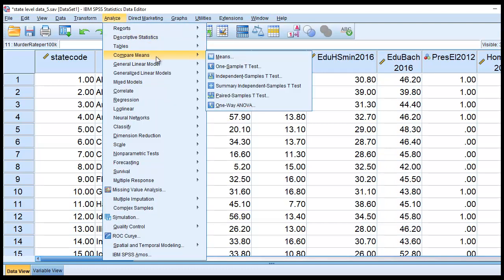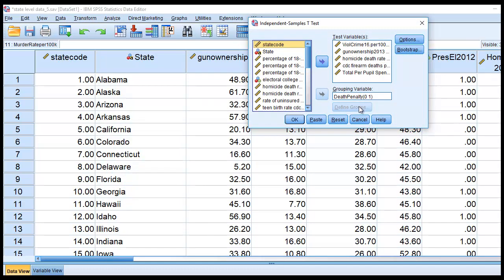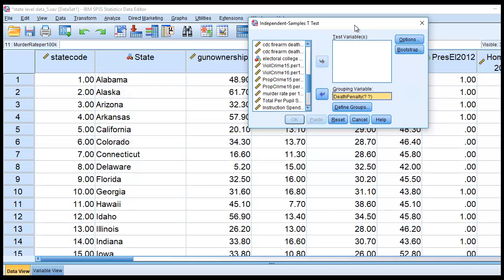So what I'm going to do is begin by just going to Analyze. I'm going to go to Compare Means and then go down to the Independent Samples T Test option here. So I'm going to click on it, and I've already been working with this, but I'm going to demonstrate it anyway. I've just reset everything, and so I'm going to put my independent variable, or the grouping variable, into the grouping box. So I'm going to scroll down a little bit. There's death penalty, and I'm going to put it into the grouping variable box.